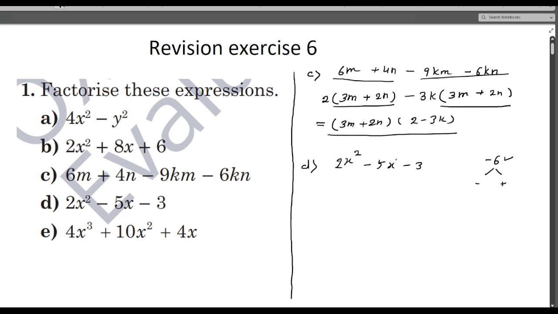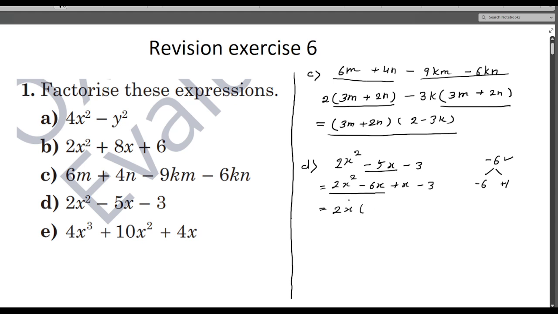As my sum should be negative 5, the greater number which I take as a factor should be negative. So this minus 6 can be split as 6 times 1, so that their product is minus 6, and when I add, I get minus 5. So I will write this as 2x square, and this minus 5x we split as minus 6x plus x minus 3.